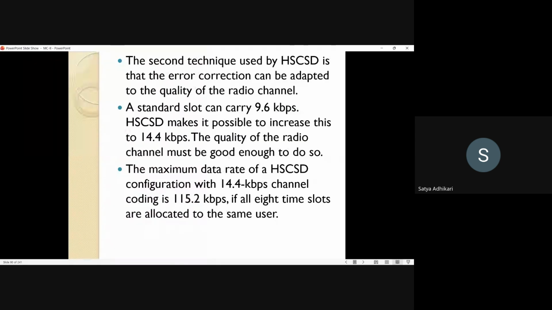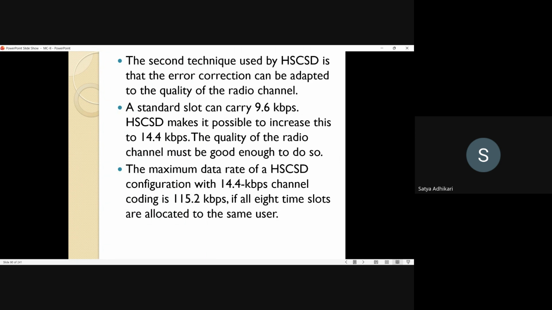The second technique it uses is that the error correction can be adapted to the quality of the radio channel. So error correction also is adapted. Some technique is used to detect and correct the error. A standard slot can carry 9.6 kbps.